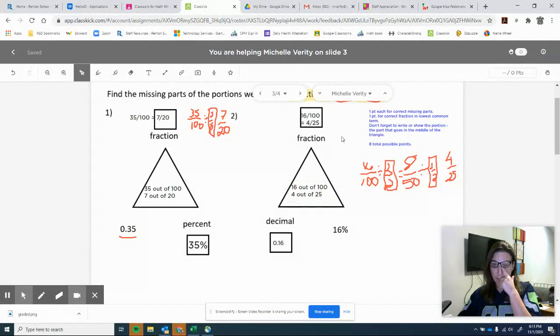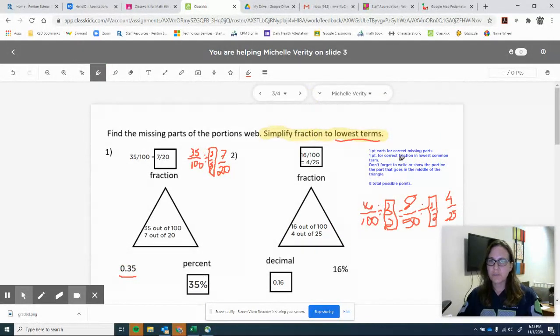Okay, let's look at our points that we had available to us. 1 point each for each correct missing part. Got 1, 2, 3, 4, 5, 6. I got my 6 points there because I filled in something in each of the missing parts. 1 point for the correct fraction and lowest term. So I got an extra point there and an extra point there. So that was 2 extra points. So that was 6 plus 2. I got my 8 total points. All right, next one.